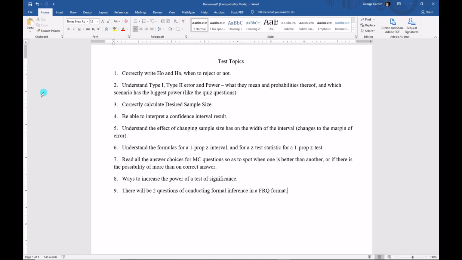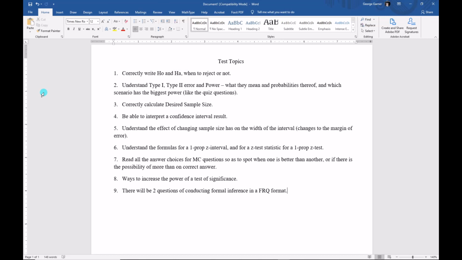All right, ways to increase the power of a test of significance. Increase alpha, increase sample size, and wider alternatives, farther apart from the null, will increase power. So those are the 3 things: increase alpha, increase sample size, or pick an alternative hypothesis that's farther away from HO.